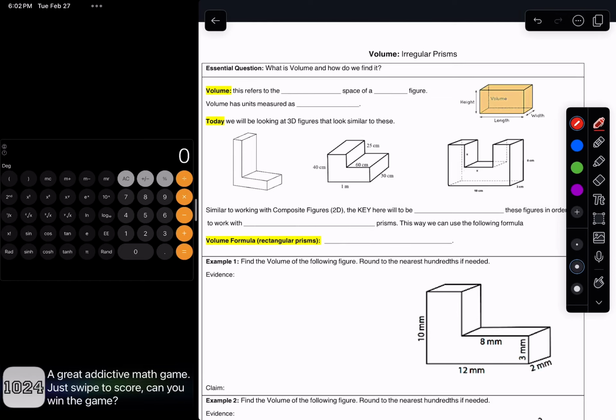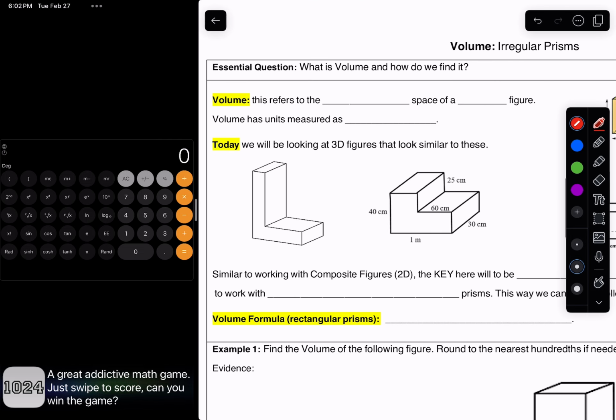Okay, today we're going to look at volume of irregular prisms. Yesterday we went over volume for rectangular prisms, and this is now going to be irregular. Okay, so volume refers to the inside space of a 3D figure. So it's however much you can fill up, basically a cup. So the inside, if you fill it up, it's the volume.